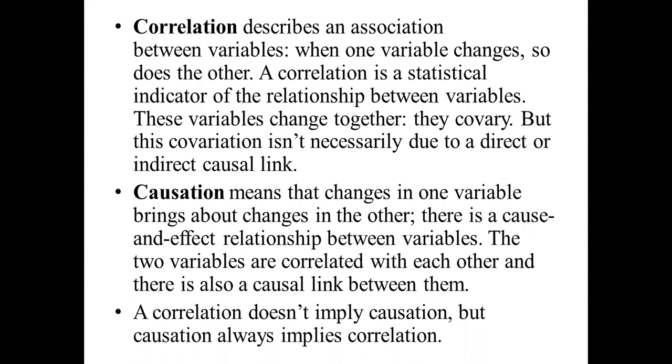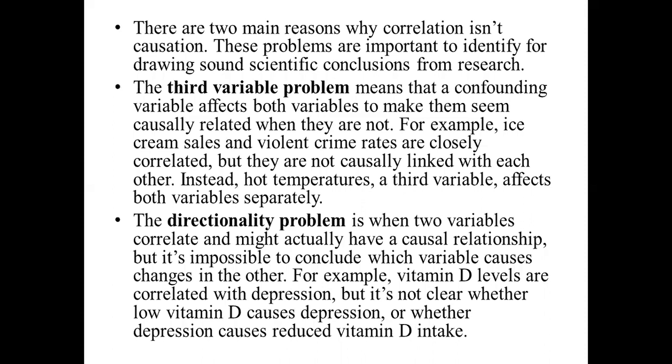So correlation and causation are two different terms. Correlation doesn't imply causation, but causation always implies a correlation. That is, if y is happening because of x, then certainly my x will control my y. Okay, so how do we identify whether this kind of relationship exists? There are two main reasons why correlation is not causation. These are the problems whenever we want to make scientific conclusions. First is the third variable problem, and second is the directionality problem.